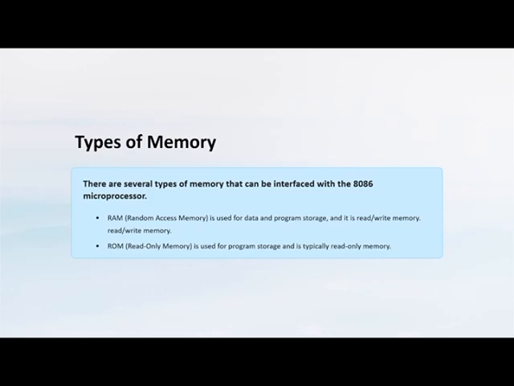Now, types of memory. There are two types of memory: RAM and ROM. RAM, random access memory, is used for data and program storage, and it is a read and write memory. And ROM is a read-only memory. It is used for program storage and is typically read-only memory.